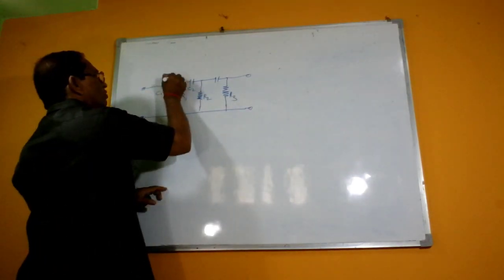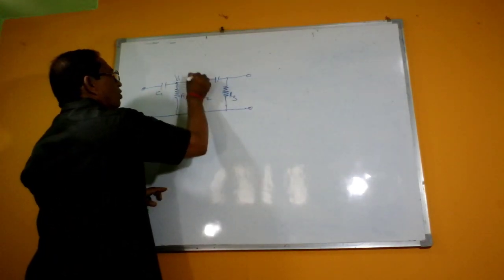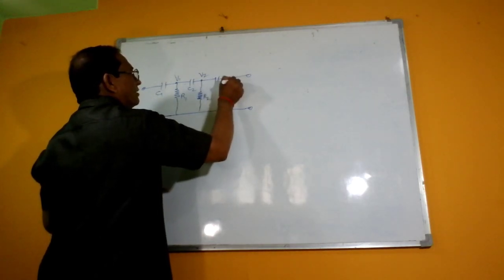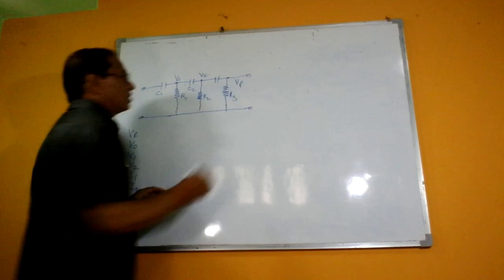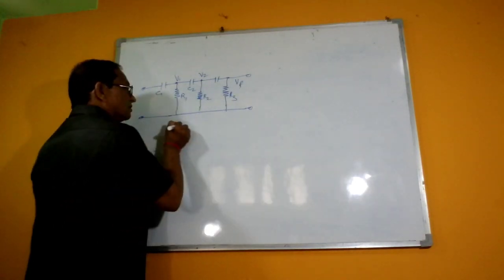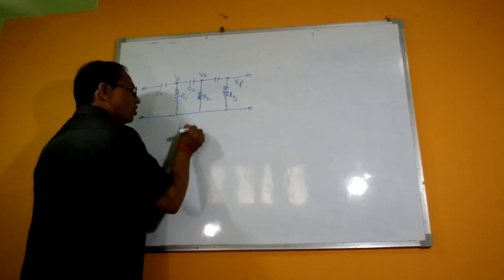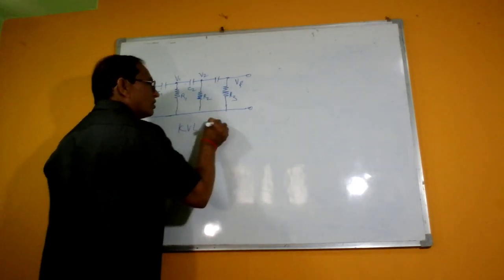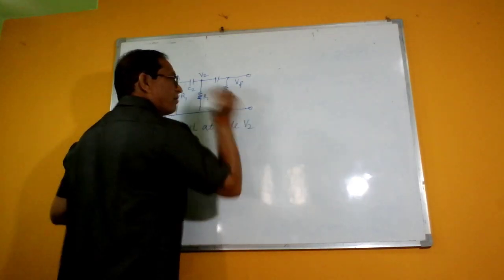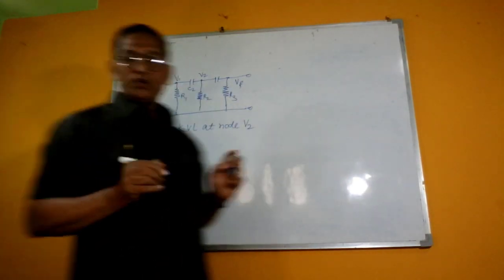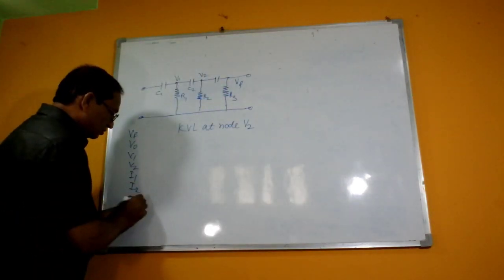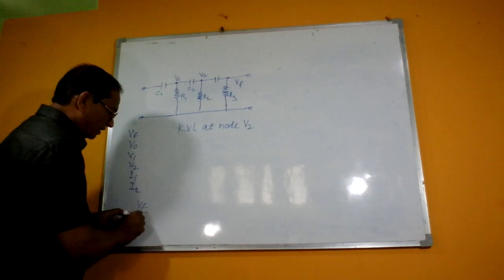So we will call this node V1, this node V2, and this node VF. So we have the VF voltage, which is to be obtained across this one. Now applying Kirchhoff's voltage law at the node V2, the value of V2 is to be calculated first of all. These things we are going to know one by one.